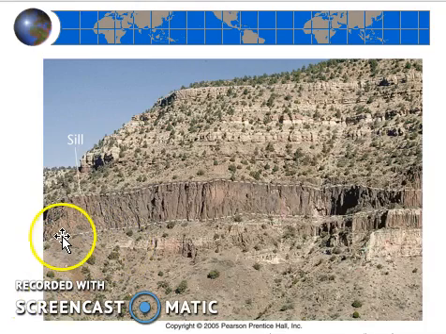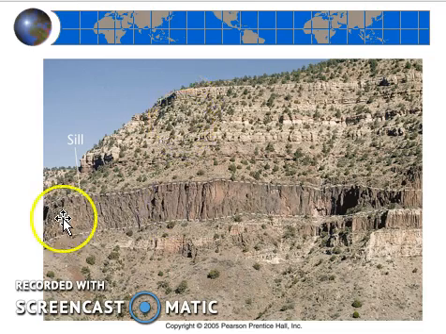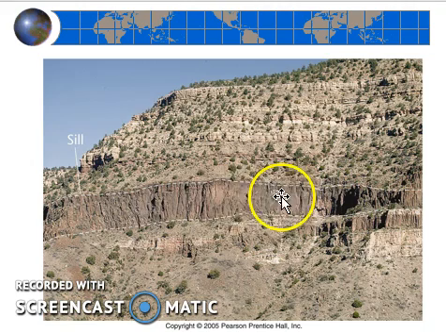Sills can also be present. Here's a side of a cliff where a sill is shown. And you might think, well, how do you know that wasn't just a lava flow? How do we know it's a sill and not a lava flow? That's an interesting question. I encourage you to pause the video for a moment and try to figure out how you would differentiate between a sill and a lava flow. Did you come up with some ideas?